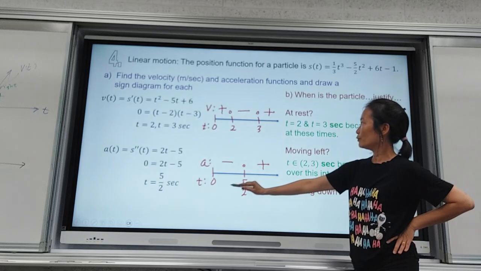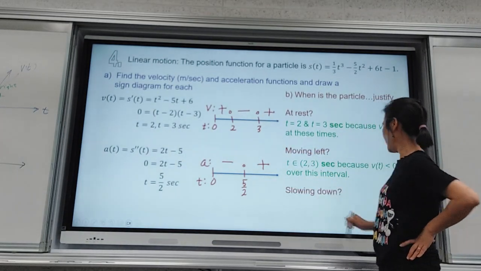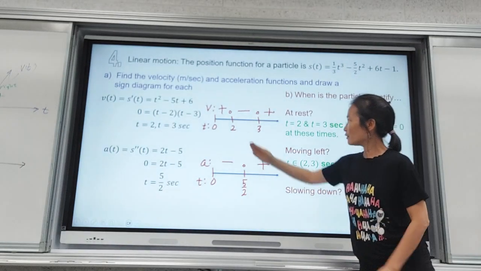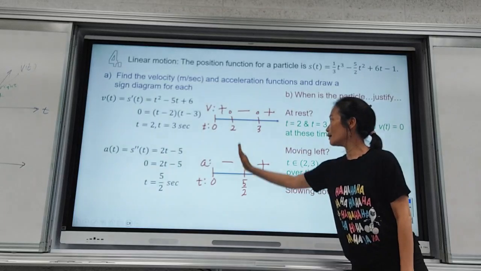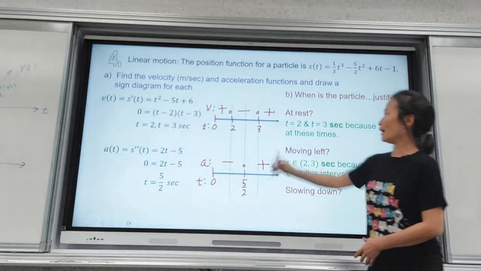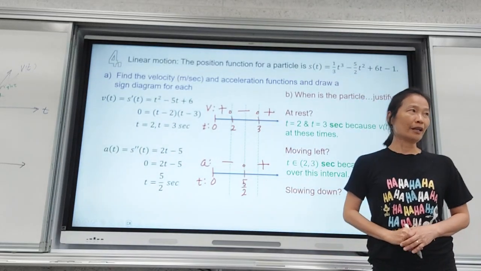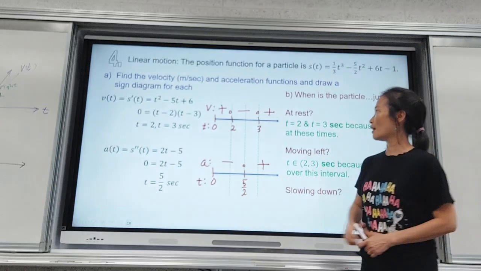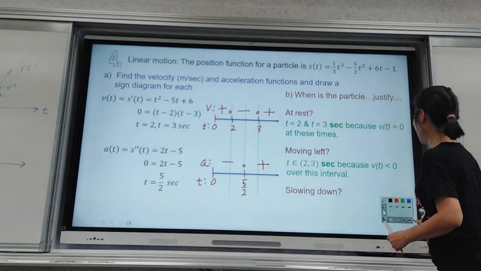Yeah, 0 to 2. 2.5 to 3. Good. It's difficult to see like this because A and B have different intervals. So usually I will create the same interval to help me see better. Okay? So it's positive, negative, negative, negative, negative, positive, positive, positive.